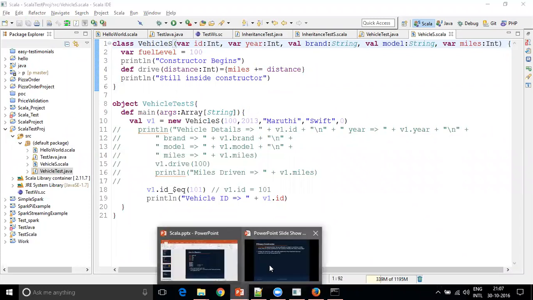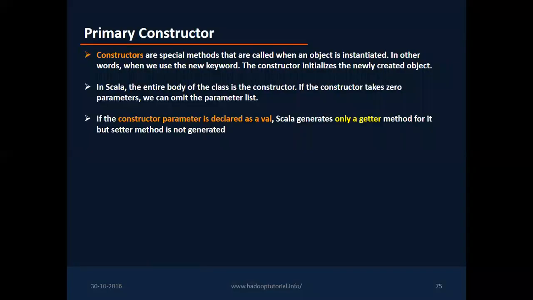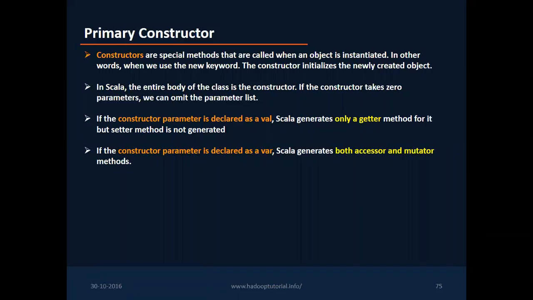Next. If the constructor parameter is declared as a val, Scala generates only a getter method for it, but a setter method is not generated. And if the constructor parameter is declared as a var, Scala generates both getter and setter methods. In Scala terminology, getter methods we call accessor methods, and setter methods we call mutator methods.